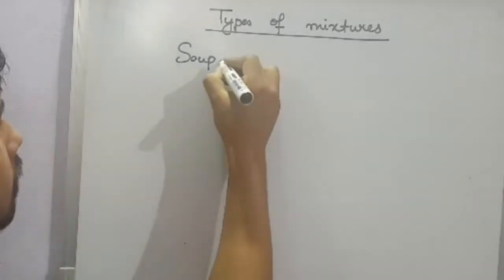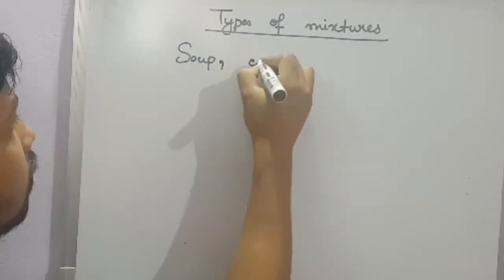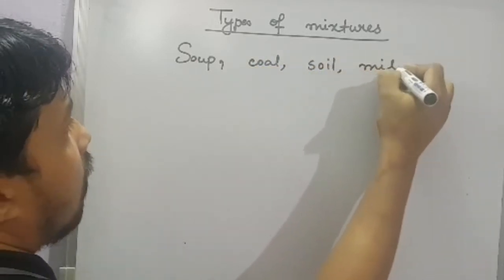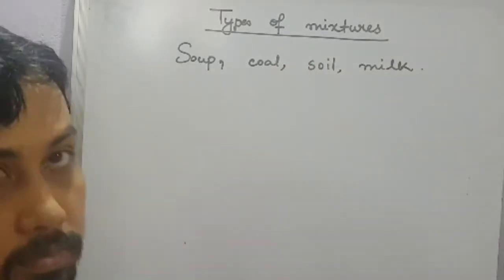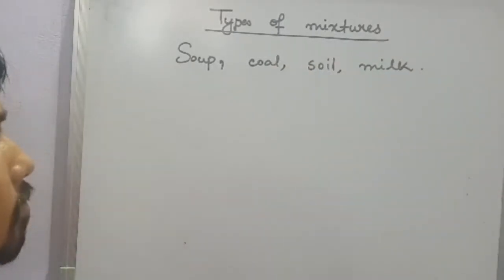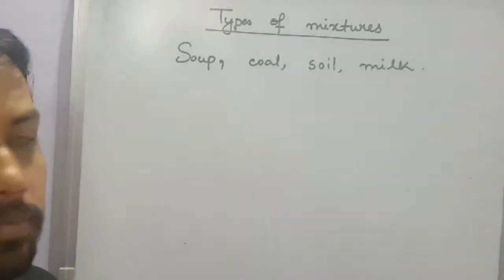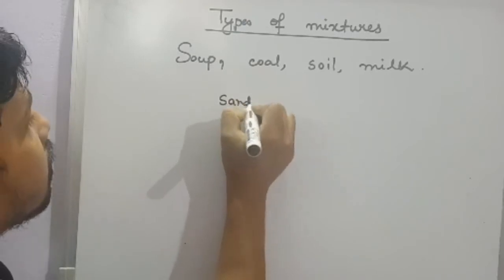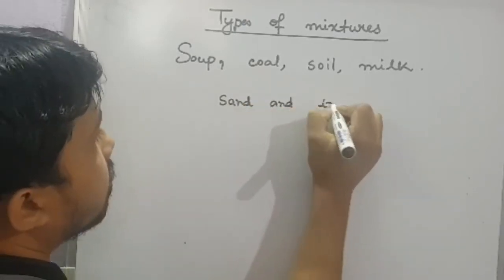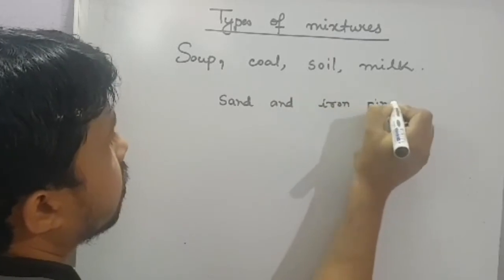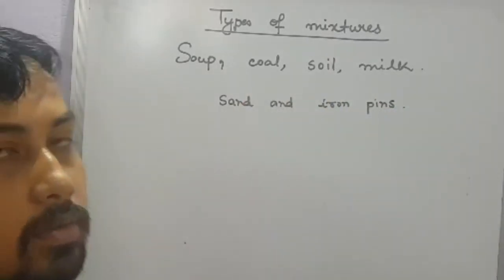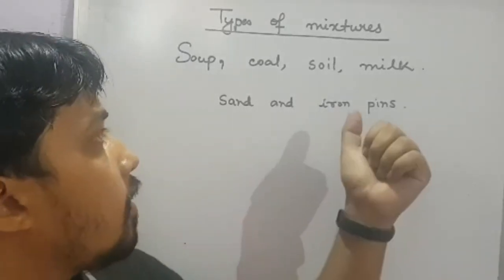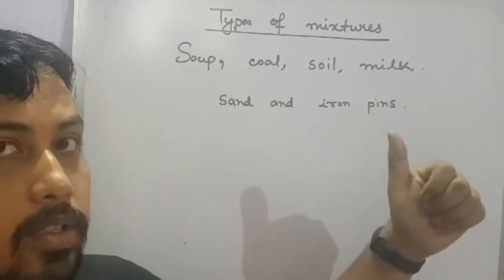There can be many other examples, for example coal, soil, milk. All these are mixtures, right? Now, mixtures are of two kinds. For example, if I take sand and iron beans, take some amount of sand and put iron beans over there. Is it a pure compound or impure? It's impure. It's a mixture, right?